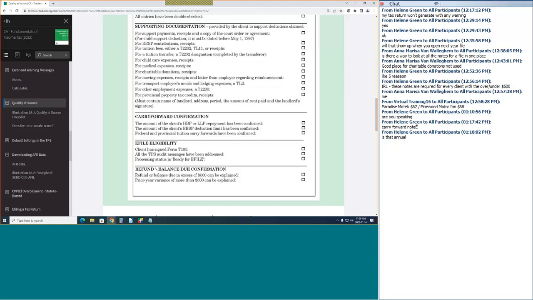And then it's going to remind you, make sure it says ready for e-file. In your case, it will always say ineligible because we haven't set it up. But in a real office, you have to check that it's ready for e-file, that you have dealt with all of your warnings, and your client has signed their paperwork.